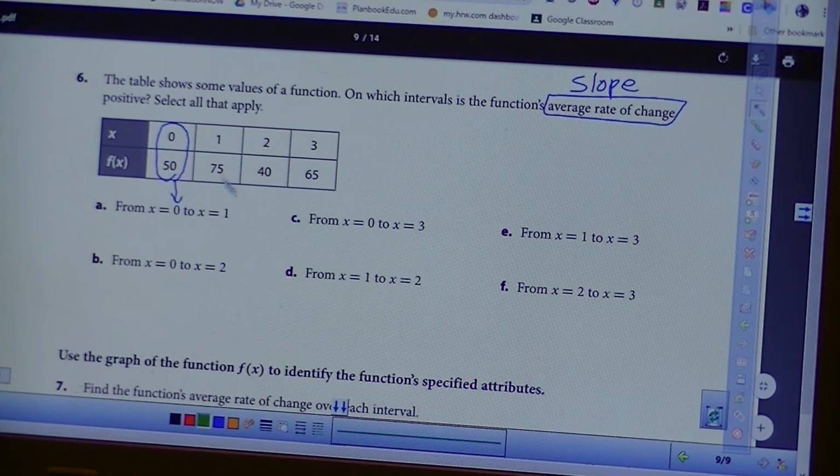Okay, and then what? What goes with the 1? So here are your 2 points, 0, 50, and 1, 75. I'm going to go ahead and write these out to make sure it's extra clear what's going on here. Our first point is 0, 50. Our second point is 1, 75. You may not have to write all this, but I'm just trying to make sure you're extra clear.